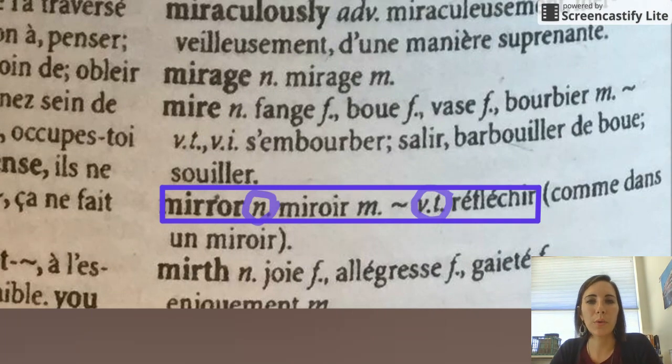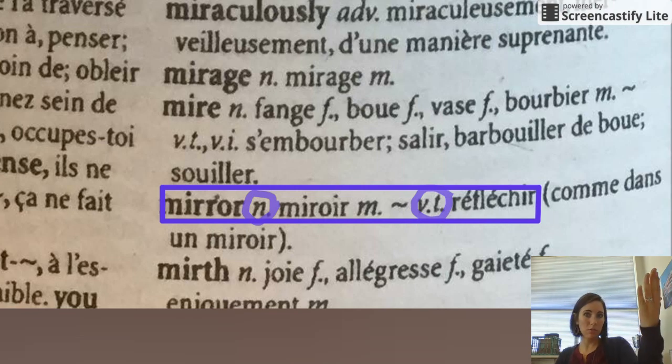Now, there are some times in English where a word can be both a noun and also used as a verb. An example here would be mirror. If you have an actual mirror that's on your wall, that's a noun, and you say miroir in French. It's masculine. But if you're talking about when an image mirrors another, it looks exactly the same but flipped, then that is a verb, and you're going to want to have réfléchir. So when you're looking in a mirror, the mirror is mirroring your face. Miroir is what you're looking into, and réfléchir is what is happening in the mirror. So it's a verb.